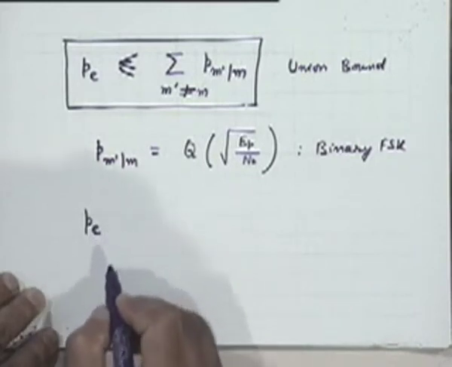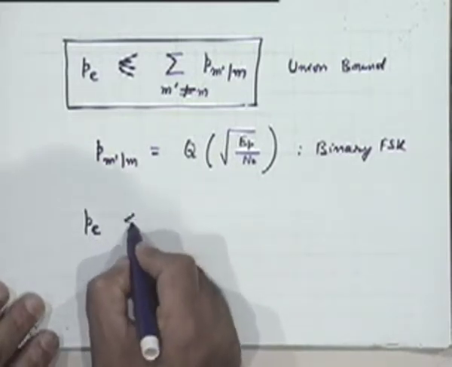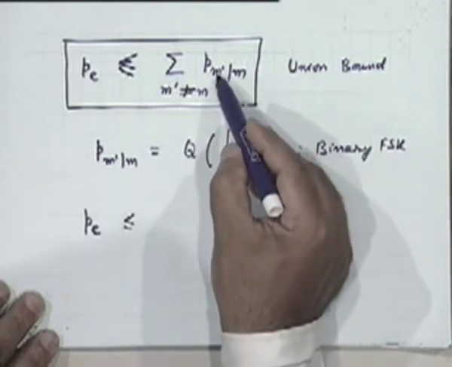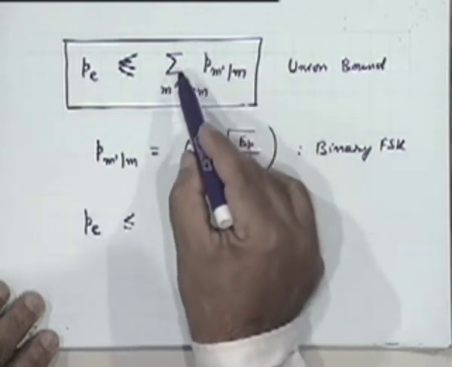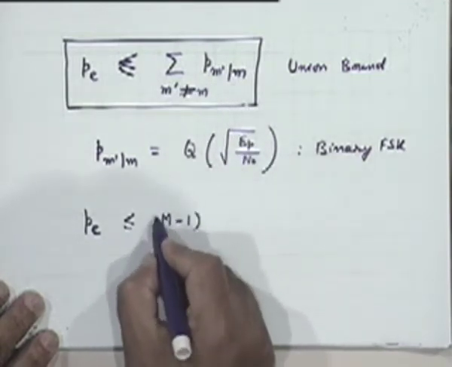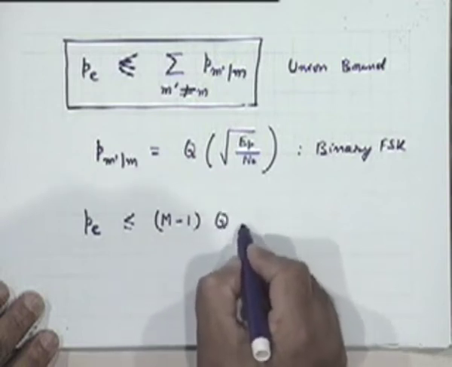Therefore, for M-ary orthogonal waveforms, the union bound tells us, now this is going to be the same for every value of M prime, and you're adding up how many terms? M minus 1. So it's going to be less than or equal to M minus 1 times.